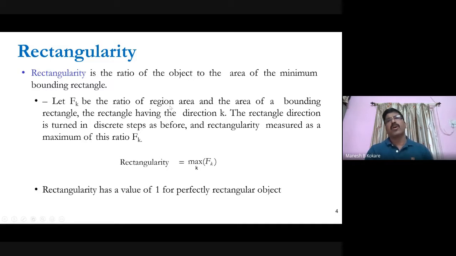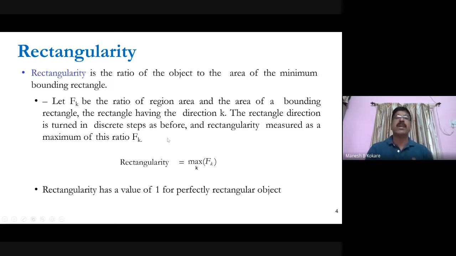So if fk is the ratio of region area and the area of the bounding rectangle, with the rectangle having direction k, the rectangle direction is turned in discrete steps as before, and rectangularity is measured as the maximum of this ratio. That means you have to find out the maximum, how well this shape can fit in the bounding rectangle, and then the rectangularity is measured. Rectangularity has the value of 1 for a perfectly rectangular object.